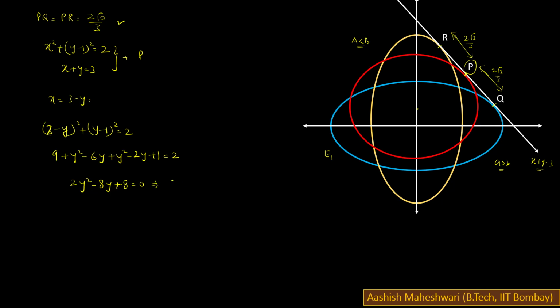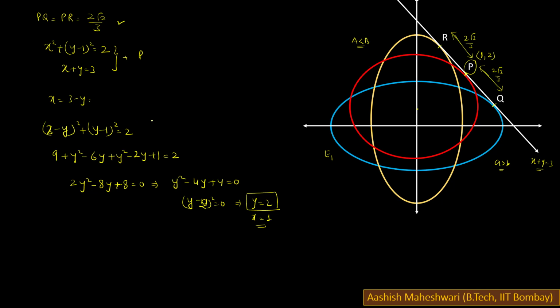So basically this is y square minus 4y plus 4 equal to 0. So you can clearly see this is (y minus 2) square equal to 0, that is y equal to 2. So we have got y equal to 2. So what will be x? x will be equal to 1. So we have got the point P, this is (1, 2). All right, so this is (1, 2), right?